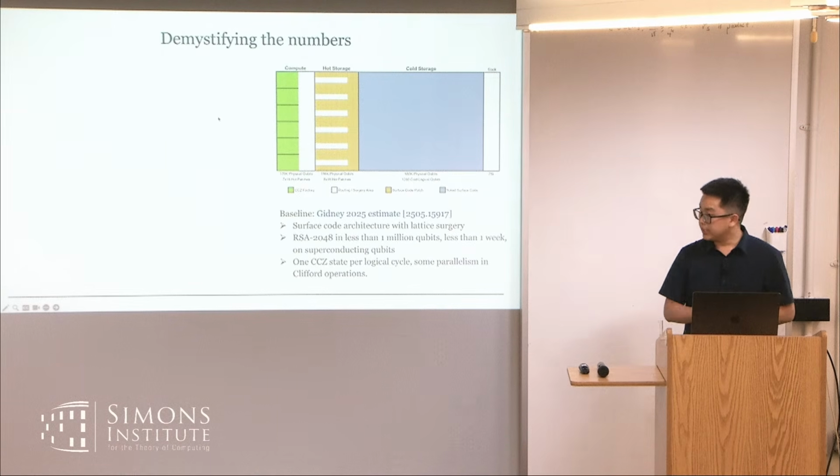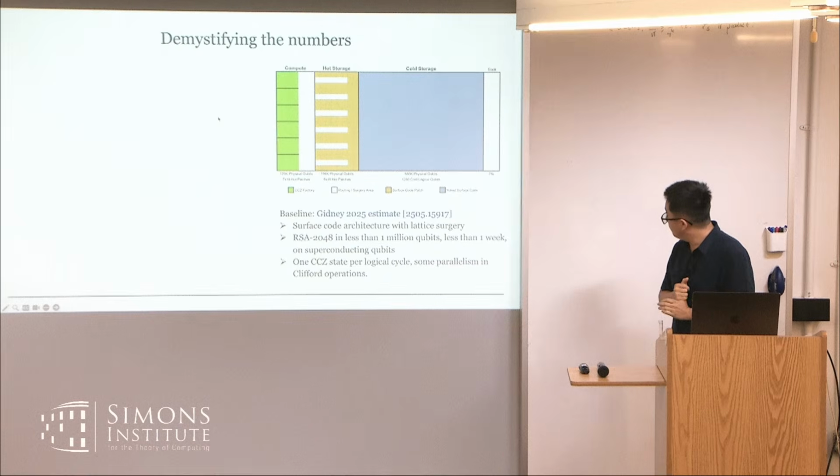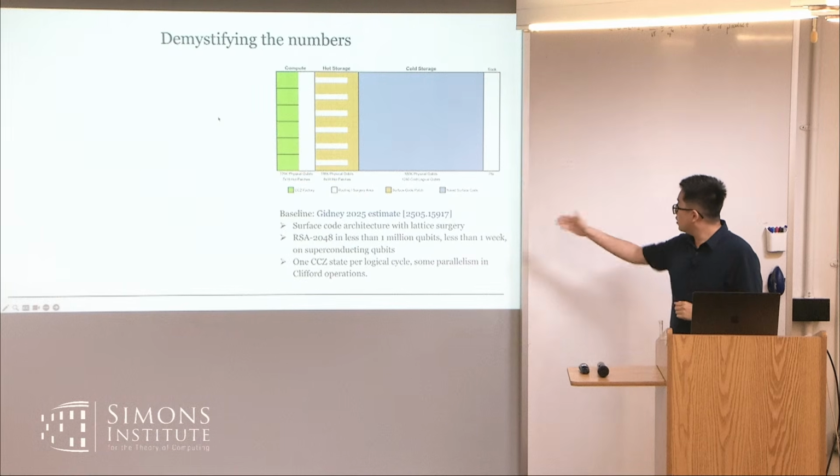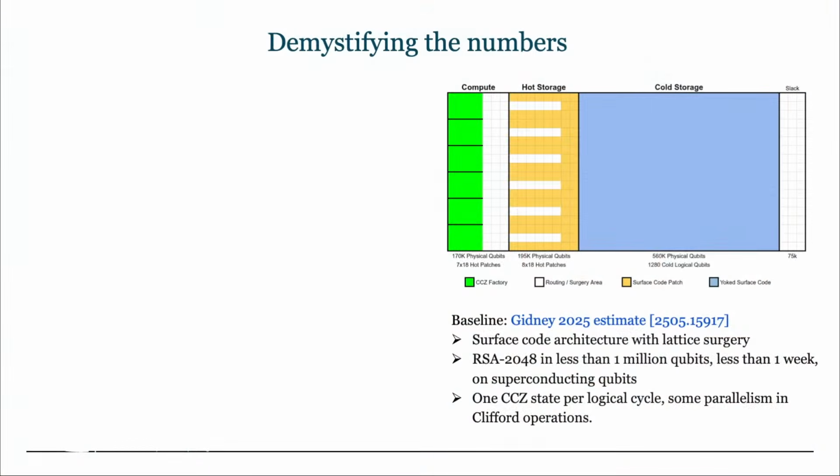So let's start with Craig's estimate as a very good baseline. As a reminder, it's a surface code architecture with lattice surgery. It breaks RSA in less than 1 million qubits, in less than 1 week on superconducting qubits. And it also consumes 1 CCZ per logical cycle. There's some parallelism in the implementation of the Clifford operations, but the magic is sequential. So let's look at the space overhead. I'm just going to do some back of the envelope calculation. This is not meant to be precise.